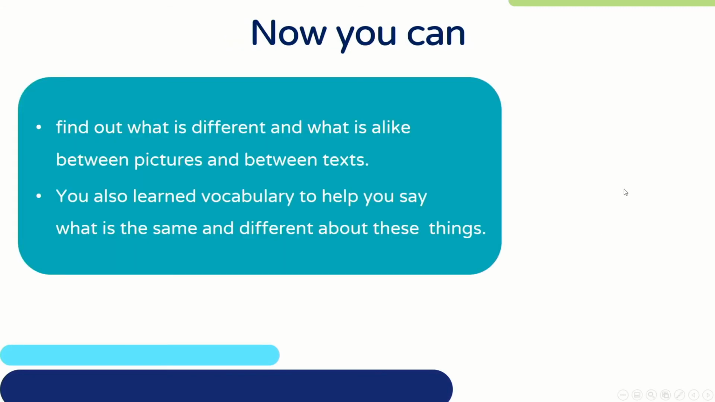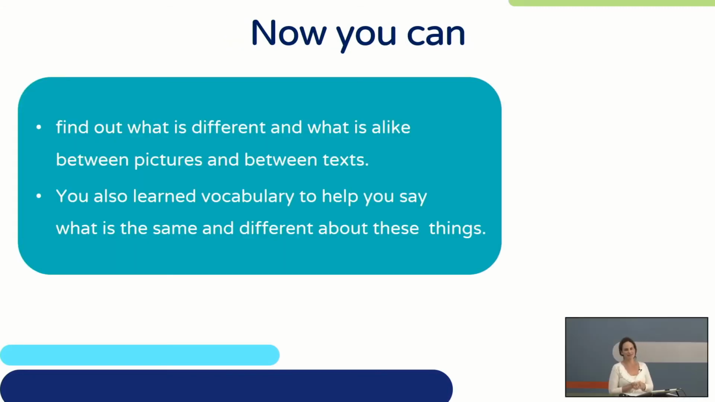And now we're coming to our end. We're going to summarize and conclude what we learned today. So today, you learned how to find out what is different and what is alike between pictures and between texts. You are also able to learn new vocabulary, which helped you say what is the same and what is different about these things. I hope you enjoyed my lesson.